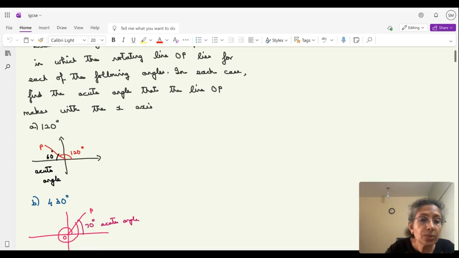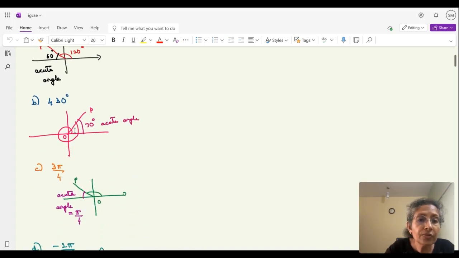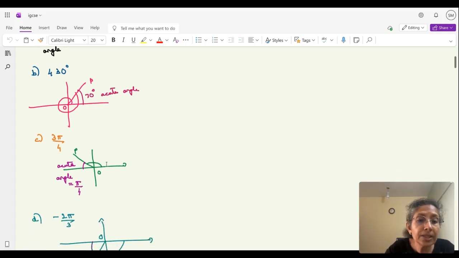So if you take 120 degrees, this is 120 degrees, which is marked in red, and the acute angle will be 60 degrees. For 430 degrees, you have a full rotation which is 360, and then 430 will lie in the first quadrant, so 70 degrees is the acute angle. What about 3 pi by 4? 3 pi by 4 is 180 minus pi by 4, so this is 3 pi by 4, and the acute angle is pi by 4.